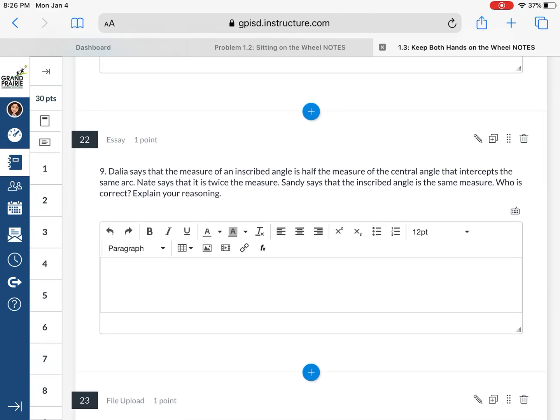All right, last one here. I'm not sure how to say this name, but Dalia says that the measure of an inscribed angle is half the measure of the central angle that intercepts the same arc. Nate says that it is twice the measure. Sandy says that the inscribed angle is the same measure. Who do you think is correct? Pause the video and let that sink in for a few minutes and see if you can figure out who is correct.